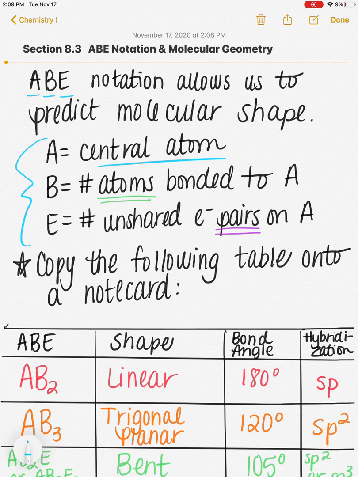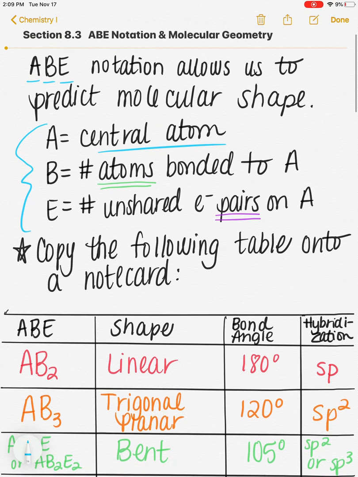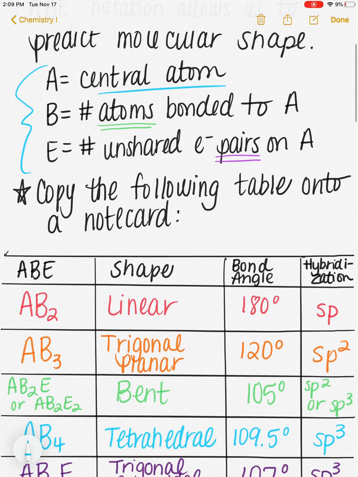Why is ABE notation even useful, and why do we talk about it? Because ABE notation allows us to predict what shape a molecule is going to have in real life. When we draw Lewis dot structures, they are on paper and they're flat, but real life is not two-dimensional and flat like paper, it's three-dimensional. So what we did today is we made a note card about ABE notation to help us.